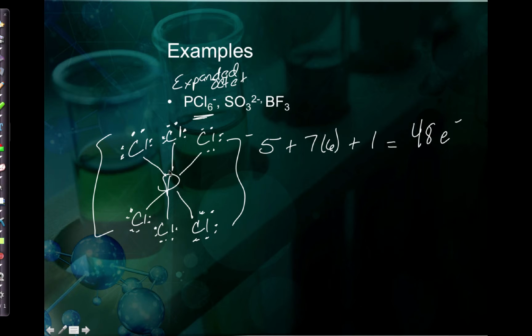Now I'm going to look at the central atom only. I'm just looking at the central atom. I have 1, 2, 3, 4, 5, 6. I have 6 bonding pairs of electrons.